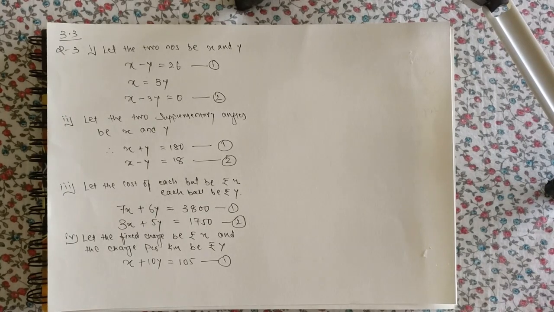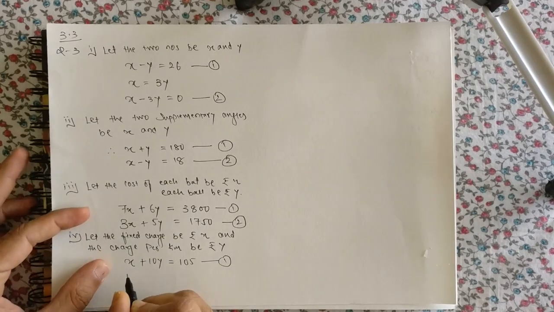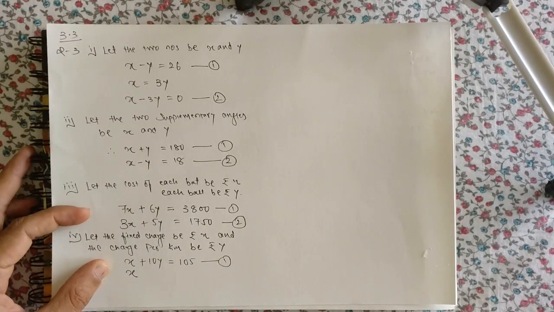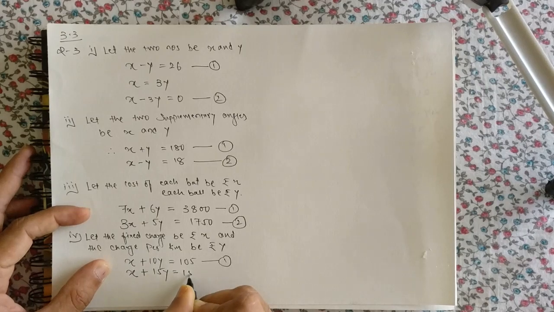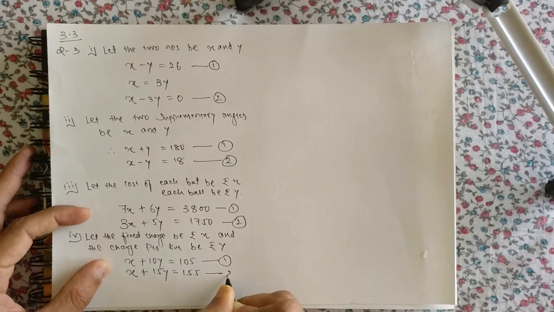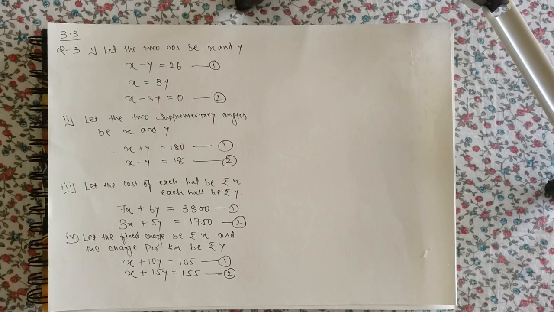And for a journey of 15 kilometers, the charge paid is rupees 155. Again, second situation, second equation: you are paying fixed charges plus how much you are traveling, 15 kilometers, and total how much you are paying, 155 rupees. Equation number 2. So what they are asking is, what are fixed charges and the charges per kilometer? That is x and y. You have got two equations. You can easily solve them and you can find the values of x and y.